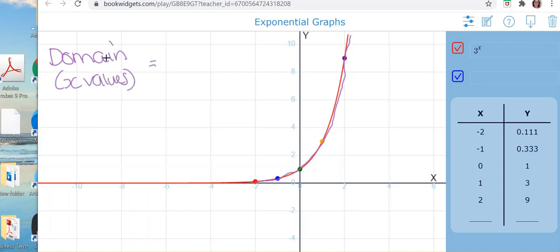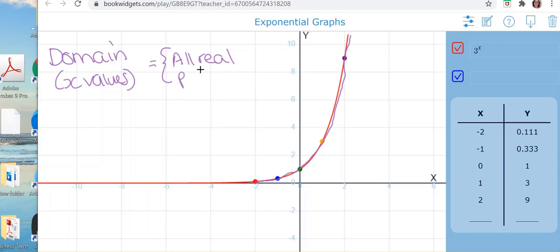So all the x values, this will continue. It doesn't actually reach 0, but it becomes very close. But this is going to continue to negative infinity. So this is also going to keep increasing to positive infinity. So this is all real values. So this is positive and negative.